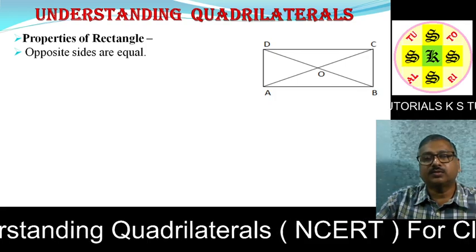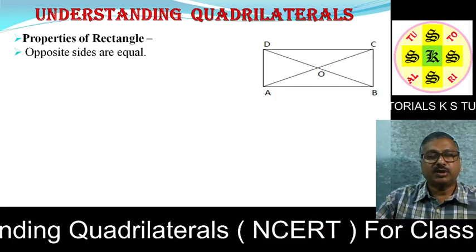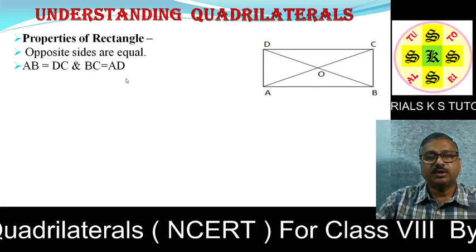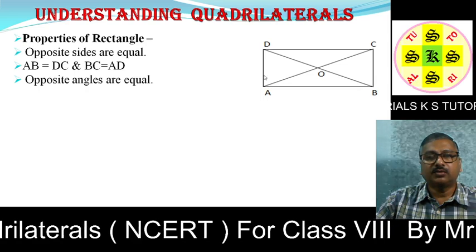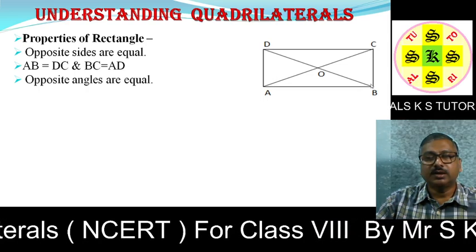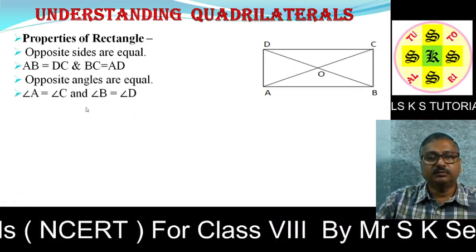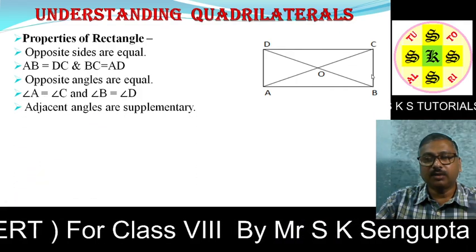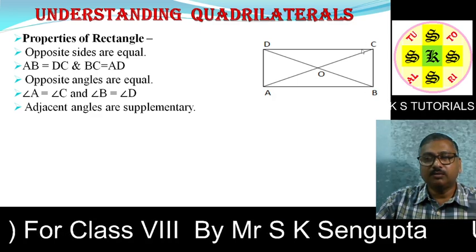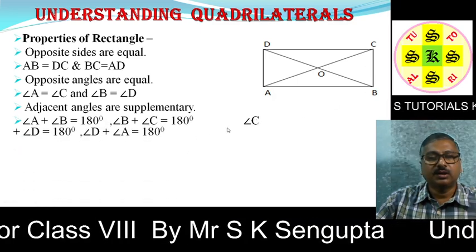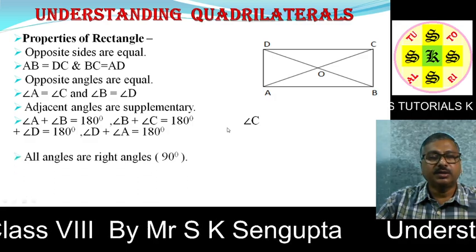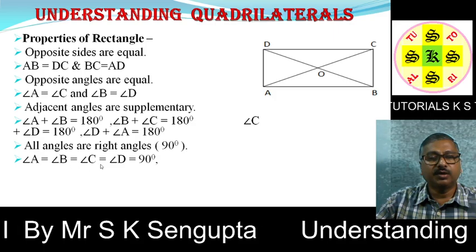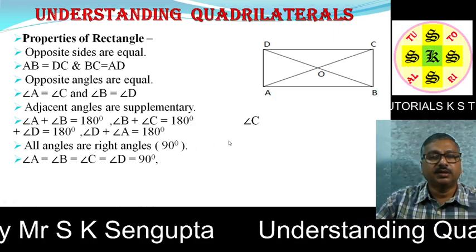Whatever we discussed for a parallelogram, all properties must be satisfied. Opposite sides are equal, that is AB equal to CD, BC equal to AD. Opposite angles are equal, that is angle A equal to angle C, angle B equal to D. Adjacent angles are supplementary, angle A plus B is 180, similarly angle B plus C is 180. In addition to this, all angles are 90 degrees, that is angle A equals B equals C equals D equals 90 degrees.